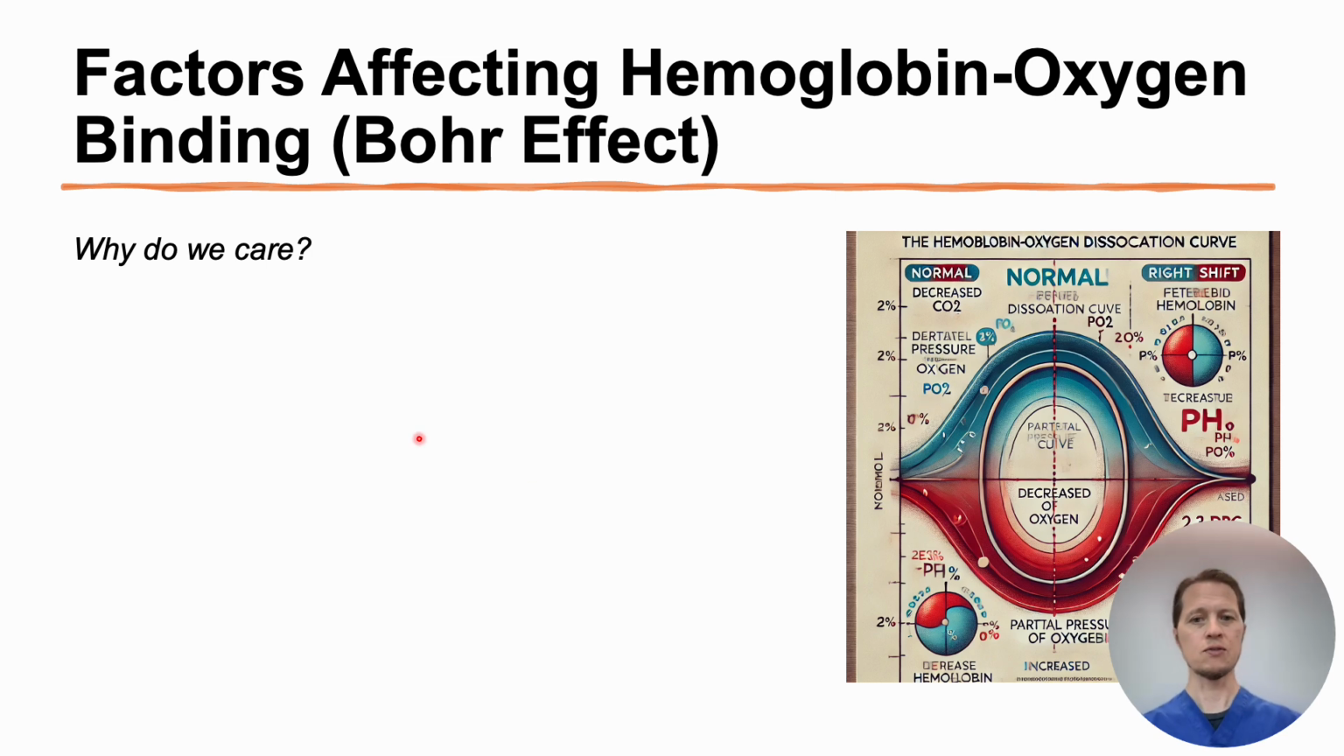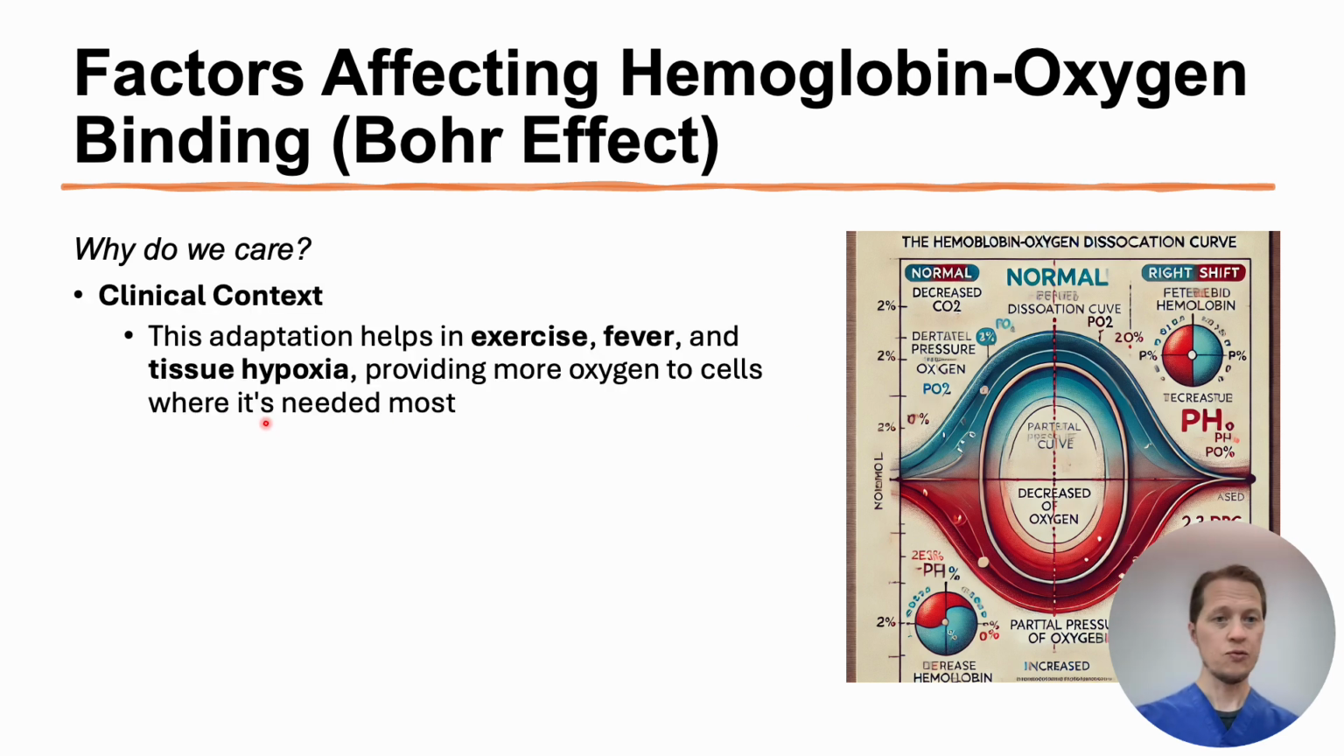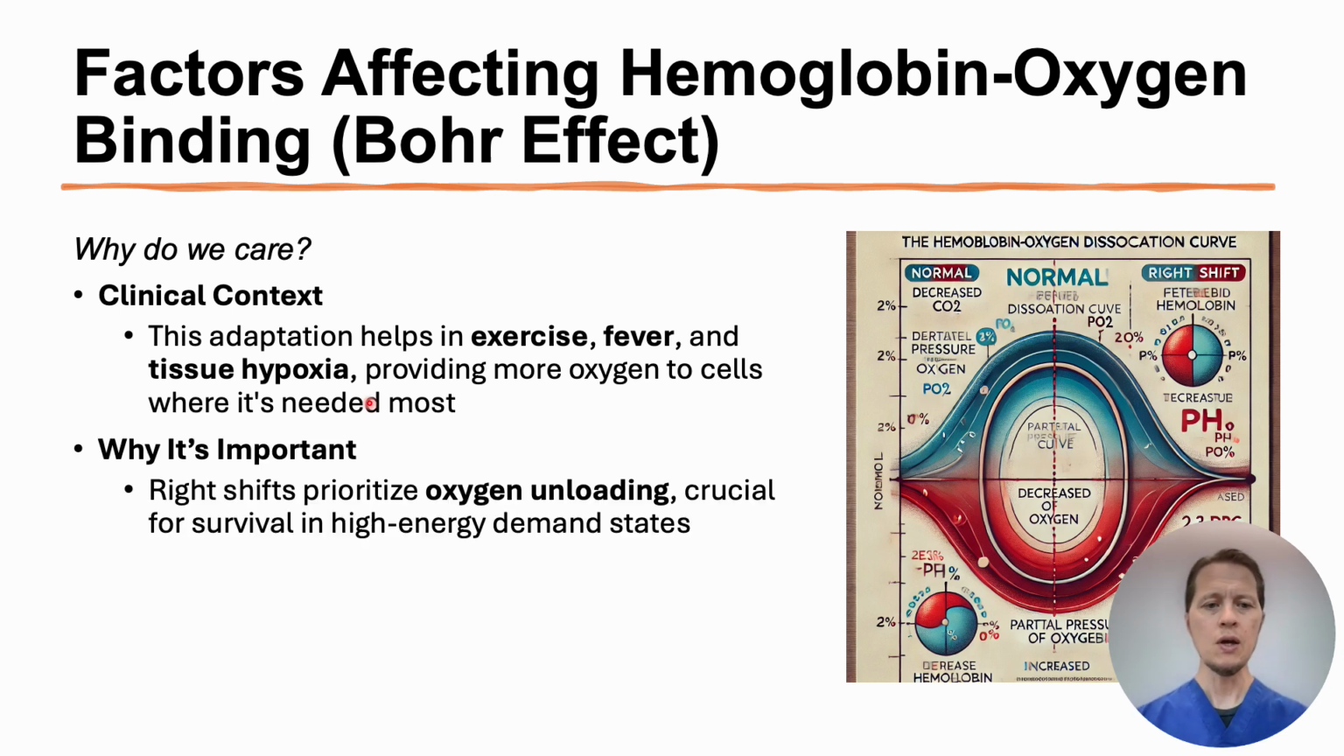So why do we care about this, right? What is the point of all this? Here's another funky AI generated image. Well, what happens if we're exercising, if we have a fever or sickness, or we're just not getting enough oxygen to our tissues, the curve shifts to the right. In those other situations, carbon dioxide going up, temperature going up, exercise going up, to dump that oxygen and get it to the cells where they need it the most. And this is the whole point, all right? Unloading that oxygen so we can continue to perfuse those tissues with oxygen that require a lot of it.